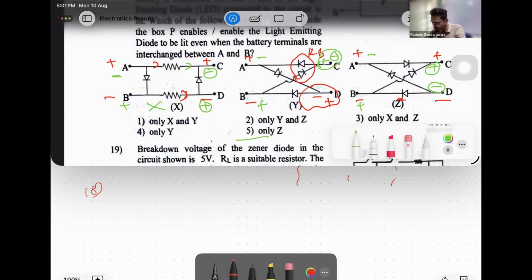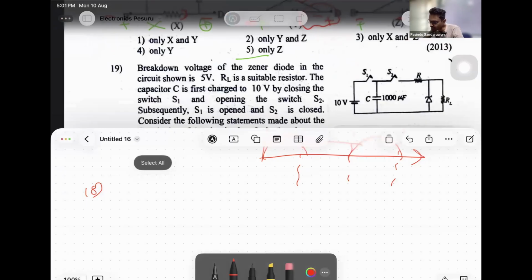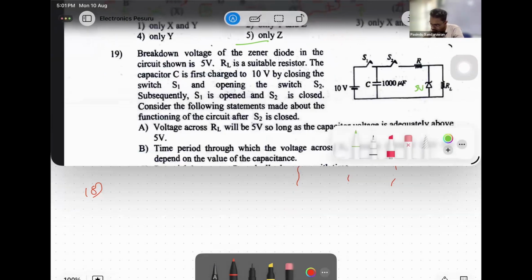Question 19. Breakdown voltage of the Zener diode in the circuit is 5 volts, right? Zener diode is 5 volts. RL is a suitable resistor. The capacitor C is first charged to 10 volts by closing the switch S1. Okay, when S1 is closed and S2 is open, then the capacitor is charged from this, no?